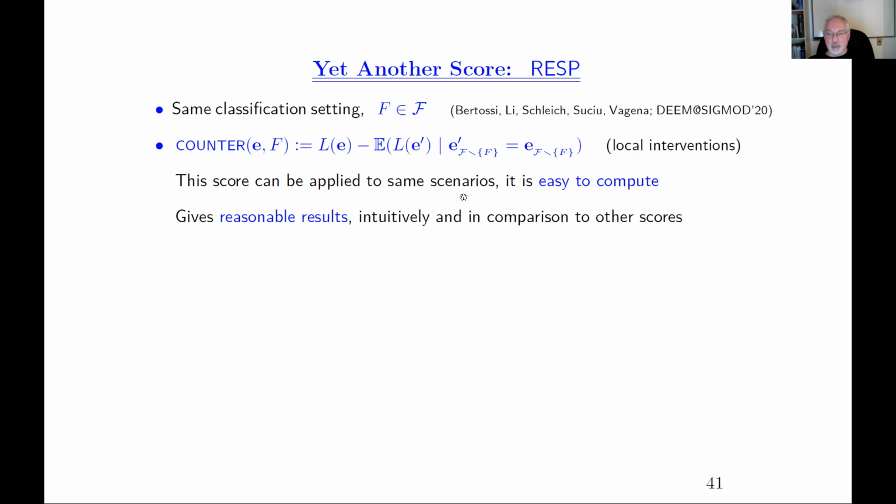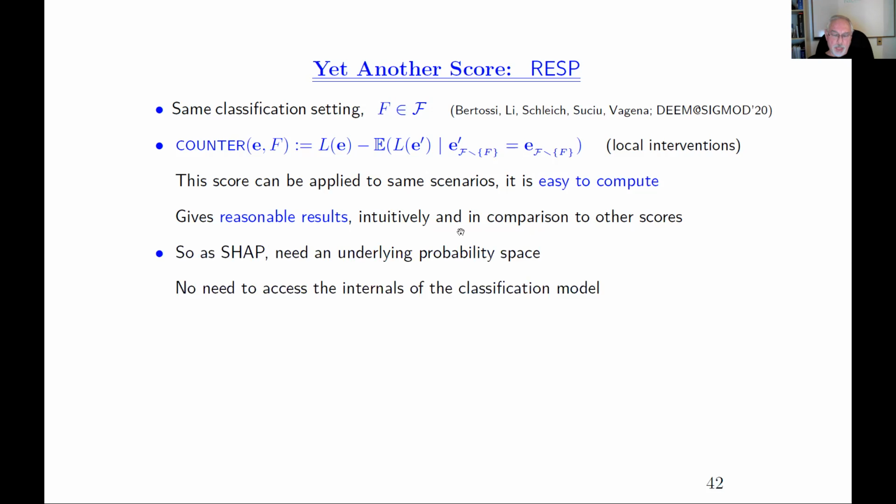So this score can be applied to the same scenarios as the previous scores. It is easy to compute, as you can imagine here. And also it is very interesting that it gives reasonable results from the intuitive point of view. I mean, we performed experiments, also in comparison to other scores. Well, I may say more about this later on.